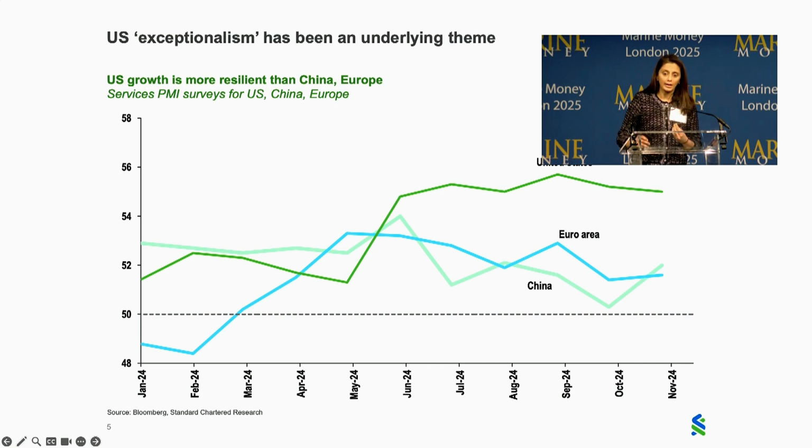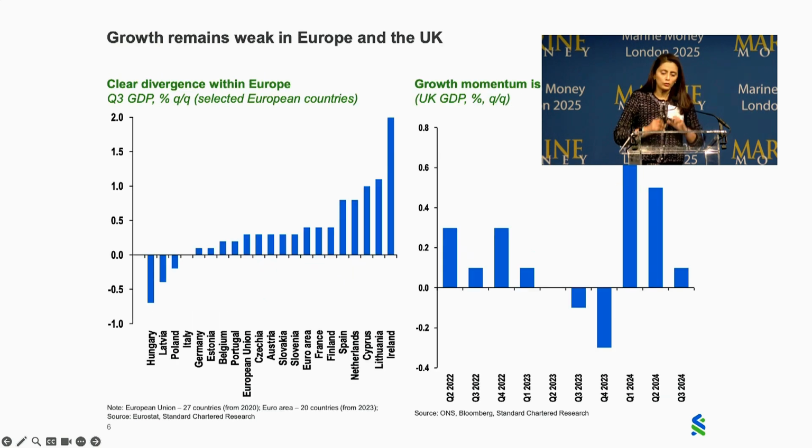And that's why we expect the ECB to have to do a little bit more of the heavy lifting in terms of cutting rates more aggressively than the Fed to be able to support growth. If you look at the euro area as a whole, we expect sub 1% growth for the entire year. There are obviously divergences within the euro area.